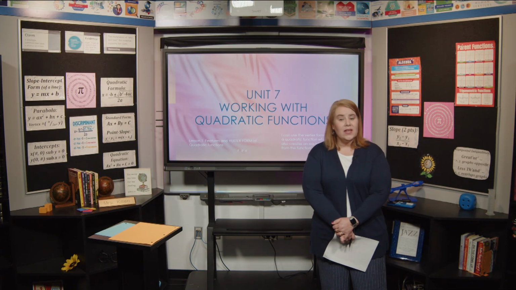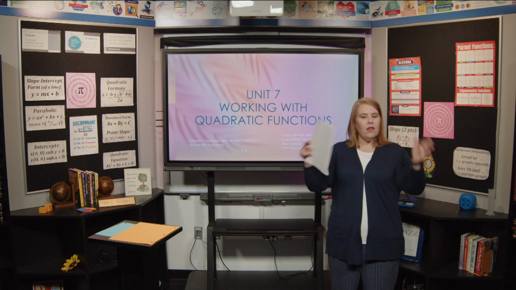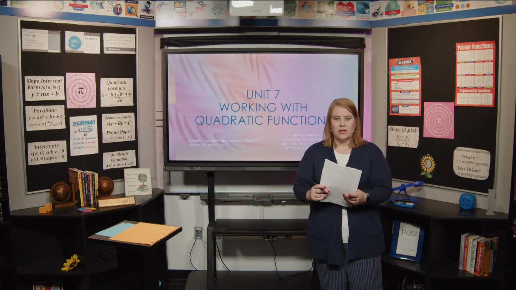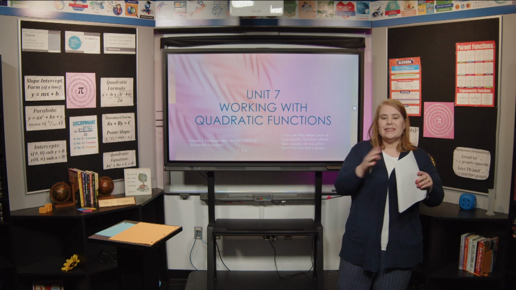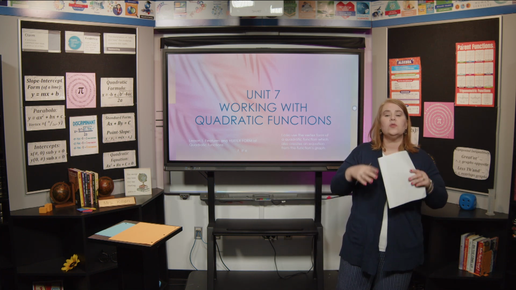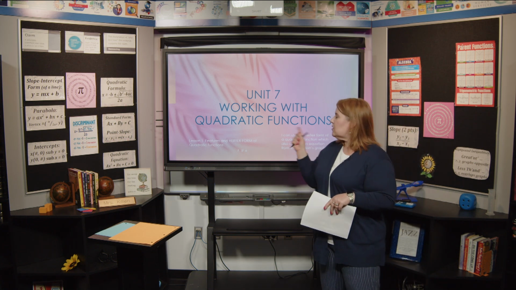We are now in Unit 7, working with quadratic functions. So we've learned all the introductions to our quadratic functions. We've learned all the parts and the features. Now we're going to take all that information and work with it, and we're going to go more in depth with what we've learned. So let's look and see.